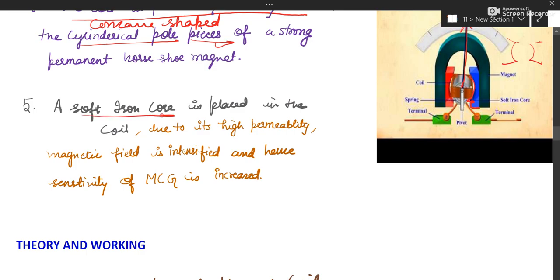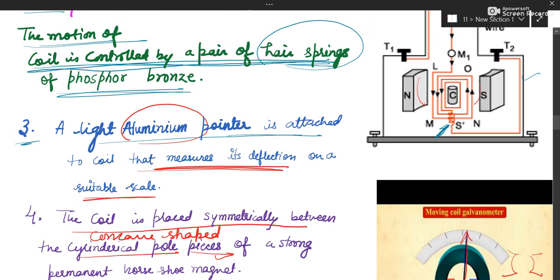And then there is a soft iron core in between the coil. This is the core, C for core. So there is a rectangular coil of n turns, there is a soft iron core, the magnet should be concave shaped, there is a spring and there is a pointer.